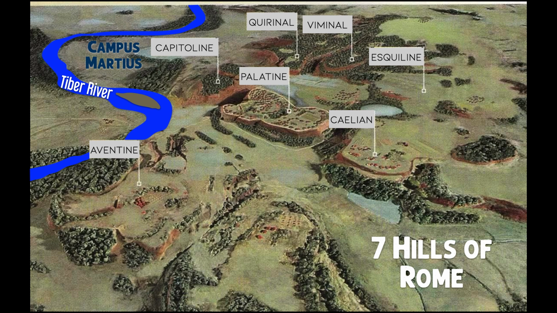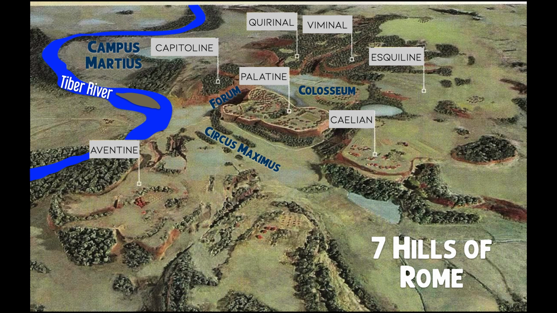But the seven hills of Rome, very important: Capitoline Hill, the Quirinal, the Viminal, the Palatine, the Esquiline, the Caelian, and the Aventine. Just to kind of orient you, there's a couple of major constructions. You've heard of the Roman Forum. It's going to be located between the Capitoline and Palatine Hill.